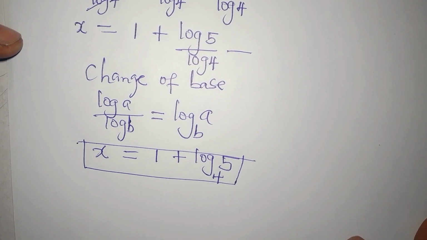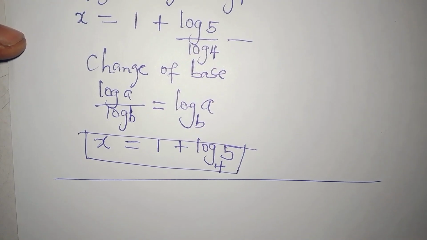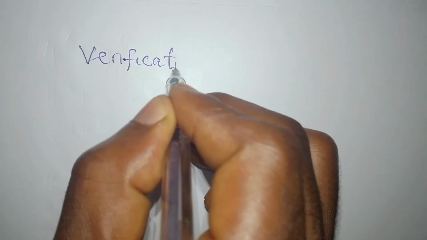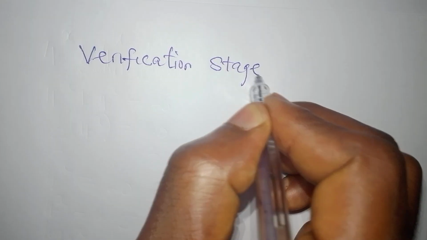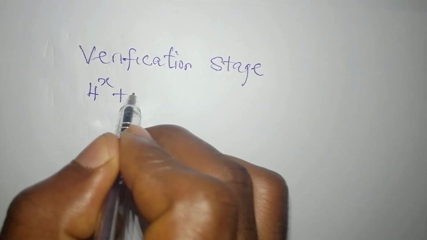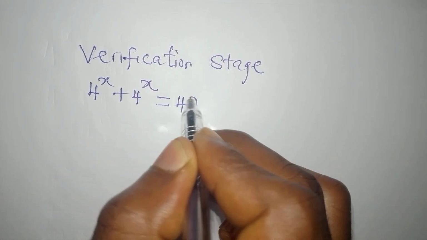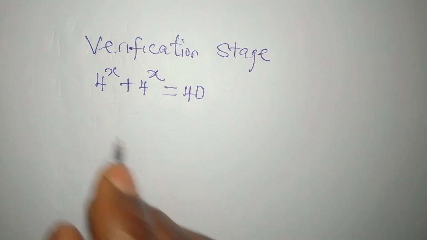But then let's verify to be sure that what we have is correct. Okay, let's verify. Verification stage. The equation again is 4 to the power of x plus 4 to the power of x equals 40. I need you to stay back so that you can learn from this stage as well.